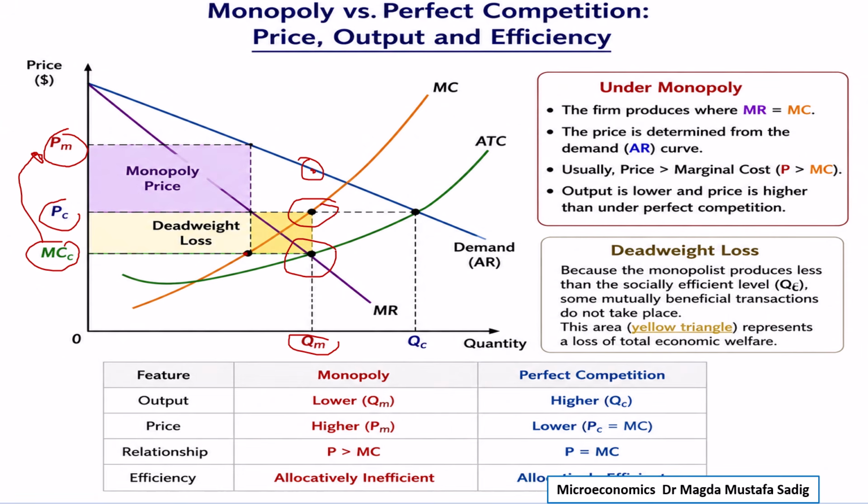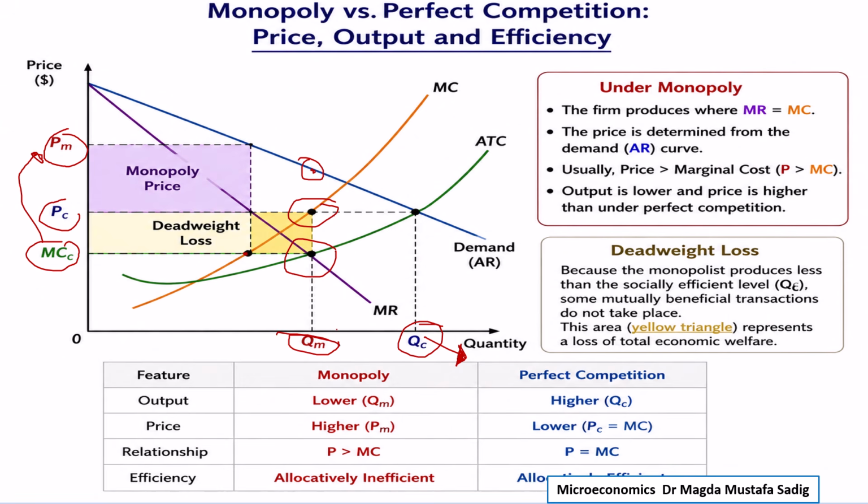This is what we know as deadweight loss. The deadweight loss is one of the most important consequences of monopoly inefficiency. The basic reason for deadweight loss is that the monopolist produces less than the socially efficient level of output. So he should produce this one, QC. This is the efficient, or the society-required, quantity, and this is the monopoly quantity.